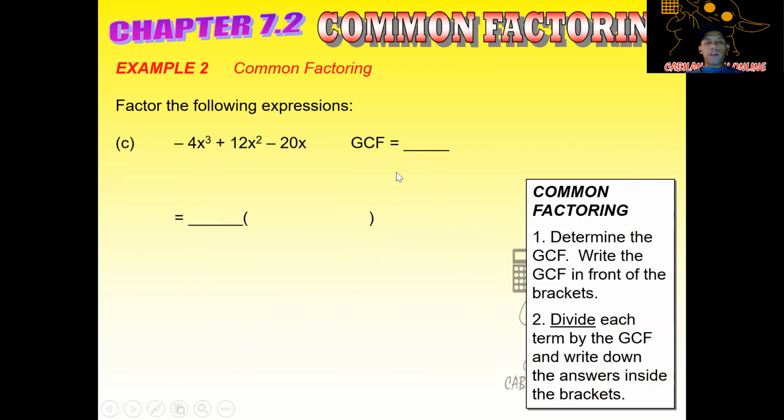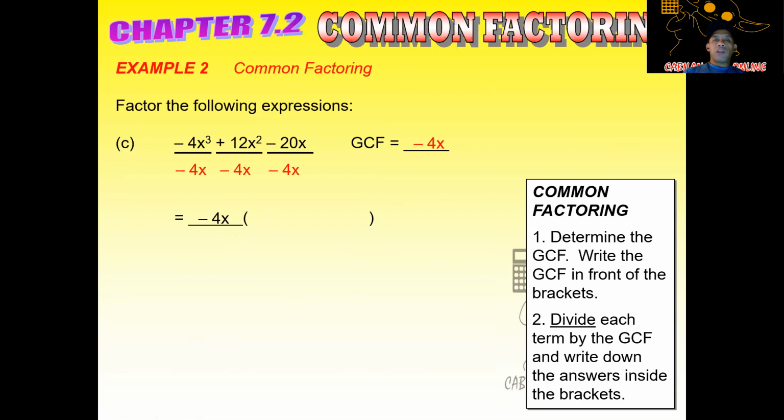So for this one over here, remember this is the special case where the greatest common factor had the negative in front. The reason for that is because the variable with the highest exponent, that's where the negative was. I mentioned when we did the warm-up for this that there was a reason for that, and this is the reason why. So don't forget to put the greatest common factor in front of the brackets, and let's divide each term by negative 4x.